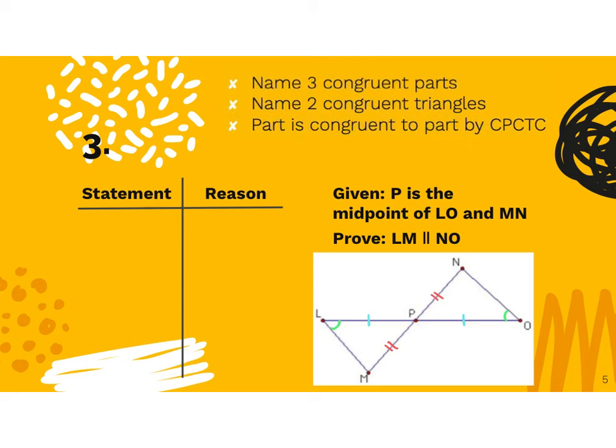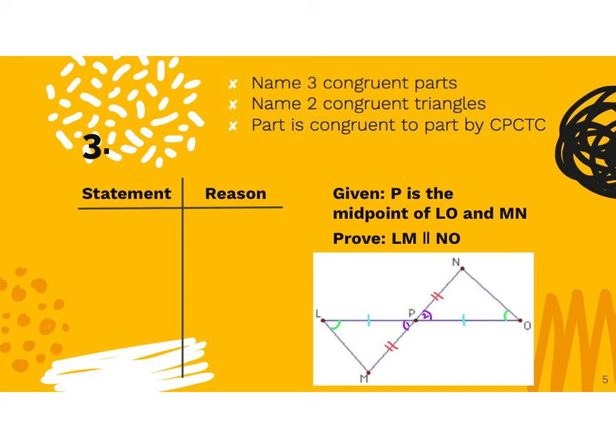Because P is the midpoint of one doesn't mean it's necessarily the midpoint of the other unless we're given that information. Now, as I look at this, I could also see that this angle, we'll call it 1, would be congruent to this angle 2 because of vertical angles. So as I look here now, I can see that I have two sides and the included angle, which means that these two triangles are congruent. Since the two triangles are congruent, I can conclude through CPCTC that angle L is congruent to angle O, which then tells me that LM is parallel to NO because of the alternate interior angles.